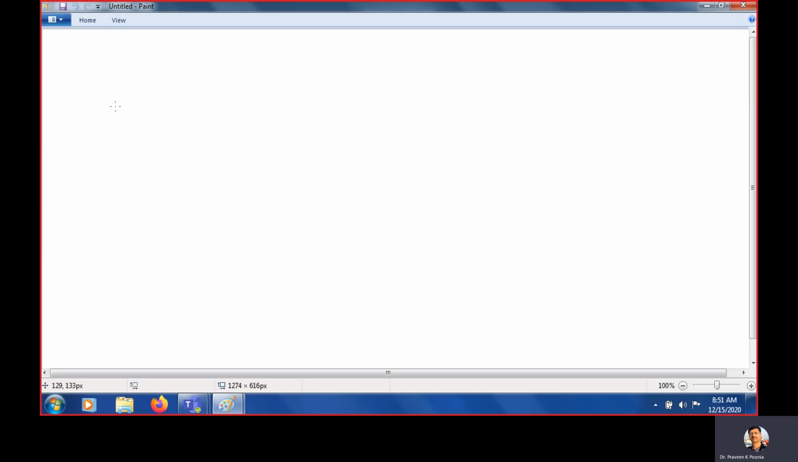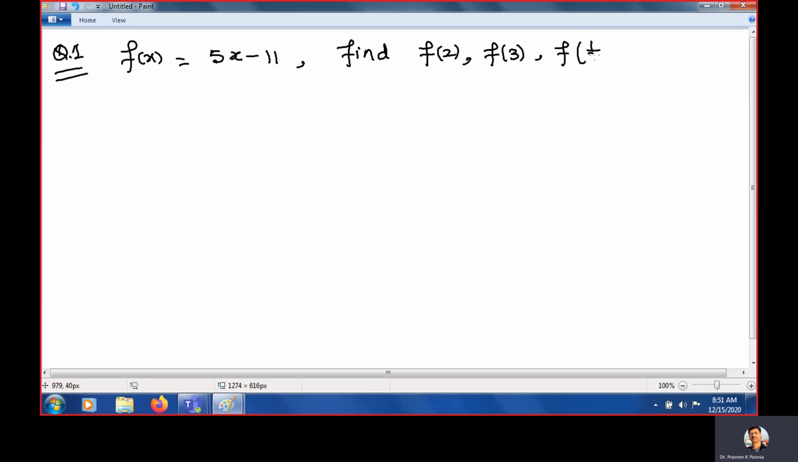Clear? Now this is a 1 mark question, generally asked in exams. Now some function is given. Let us take question number 1. If f(x) = 5x - 11, find f(2), f(3) and f(1/2). How can you find all these values? f(2) means the value of the function at 2. So 5 times 2 minus 11. 5 times 2 is 10, 10 minus 11 is minus 1.